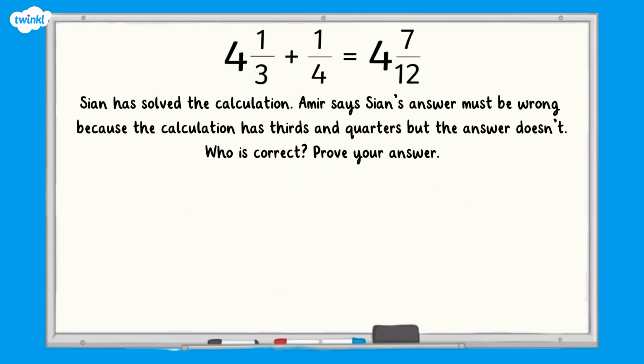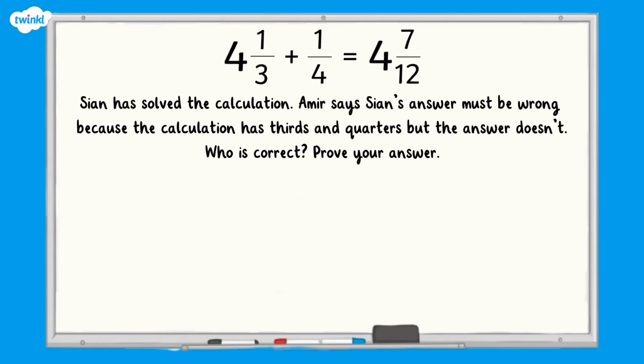Shan has solved the calculation 4 1/3 add 1/4 and says it equals 4 7/12. Amir says Shan's answer must be wrong because the calculation has thirds and quarters, but the answer doesn't. Who is correct? Prove your answer. Pause while you answer the question.